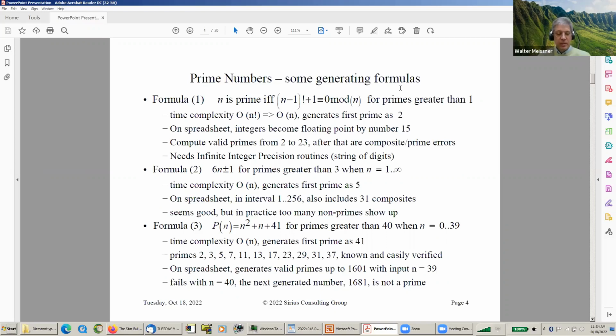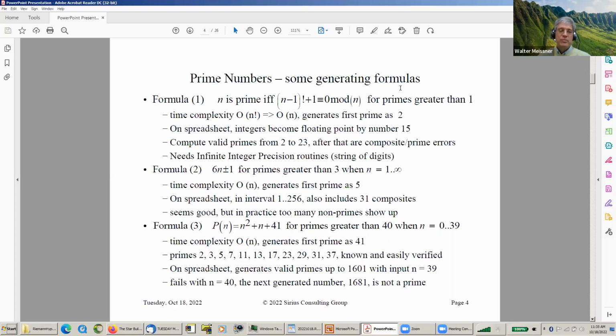Formula 2 generates it, and the formula is 6n, either +1 or -1, and it's used for primes greater than 3. The time complexity would be order n, and the first prime it generates is 5. So I tried this on a spreadsheet from 1 to 256, and it did find primes, but also included 31 composites. So it seems good, but in practice, too many non-primes show up.